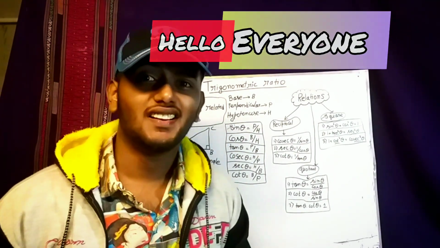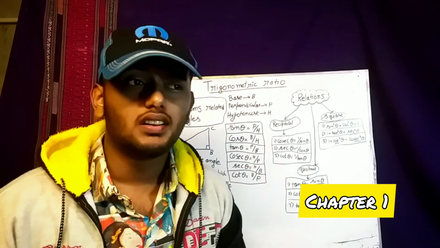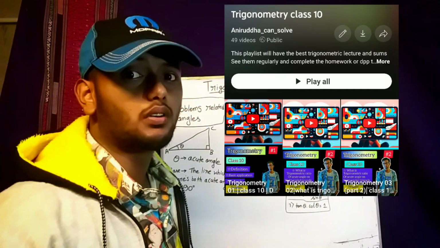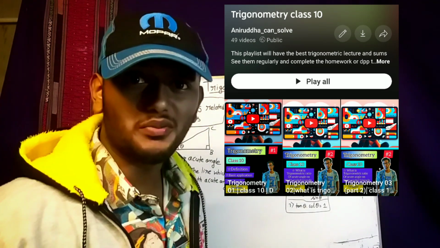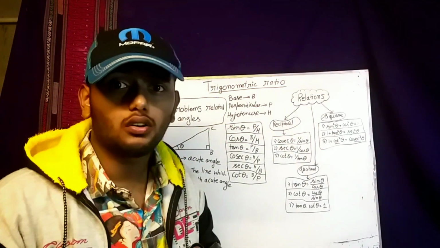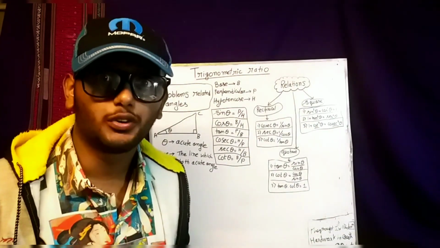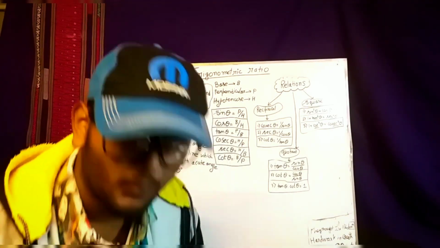Hello everyone. Now, in this lecture, we are going to recap the whole trigonometric ratio. Actually, from the previous lectures we have learned what trigonometry is. Trigonometry is nothing but measurement or problems related to angles. So, for understanding this concept, we need a right angle.